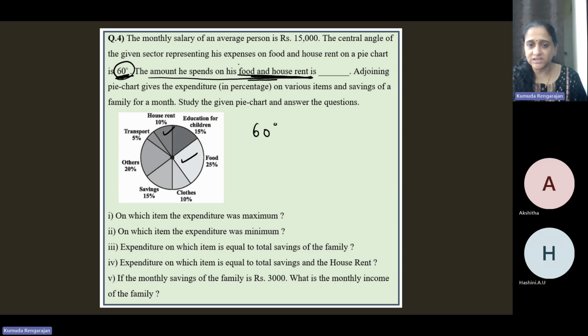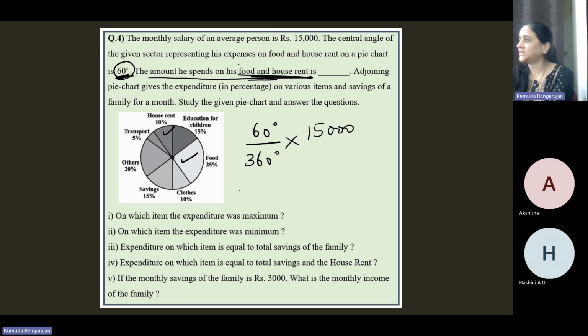60 degrees out of 360 degrees into 15,000. Because that's the monthly salary, that's his income. Income is a total, like 360 degrees is the total angle around the center. So what corresponds to 360 degrees? 15,000, because 15,000 is his total income. He can spend and save.